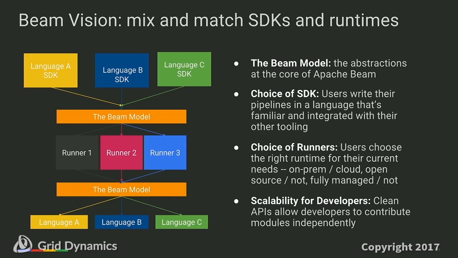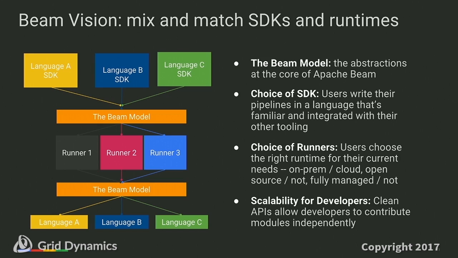And then we also provide a choice of runners. So once you've written your pipeline in a given SDK, you can choose to run it on any of the supported suite of runners. And it's up to you to choose which one's right for your use case. Do you want to run on-premise or in cloud? Do you want to run open source or not? Do you want fully managed or not? These sorts of things.